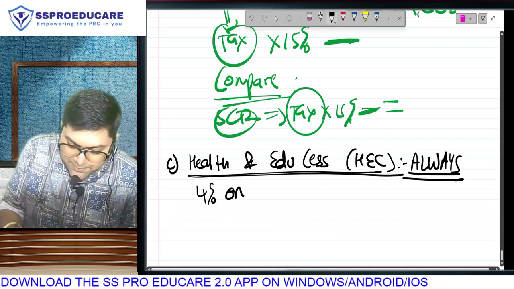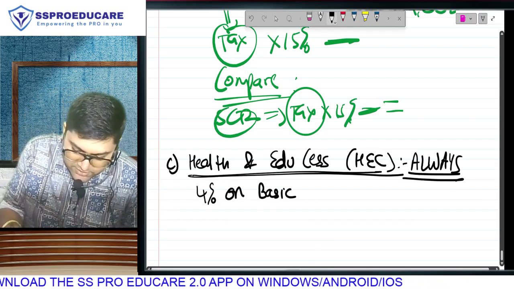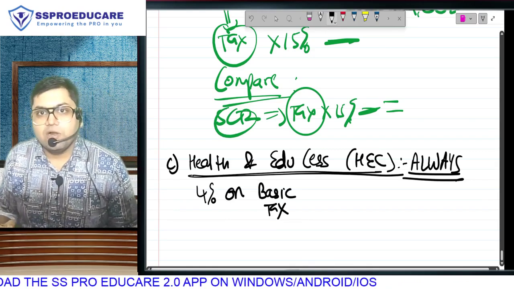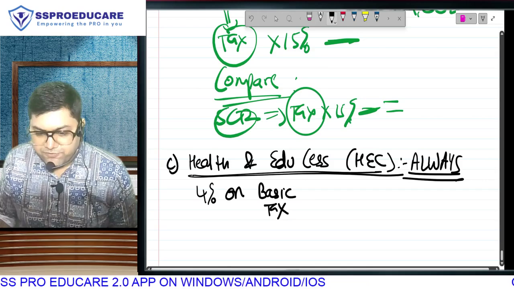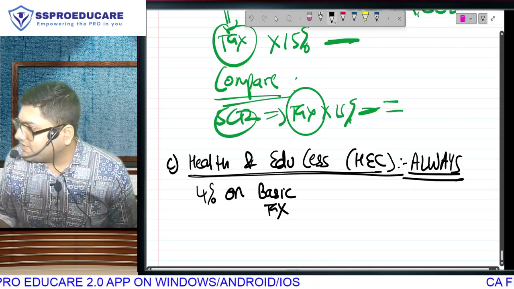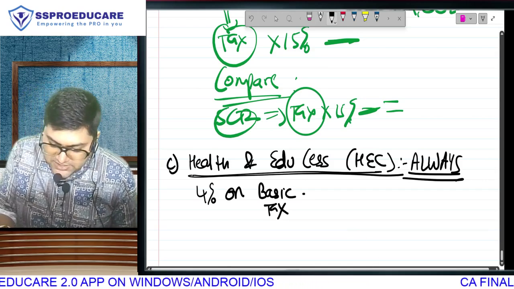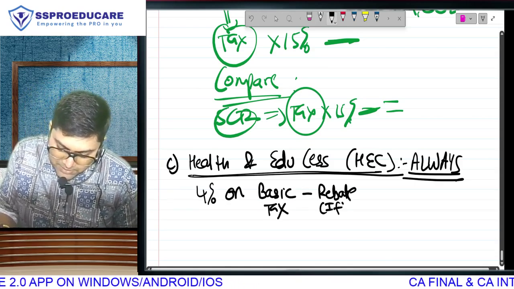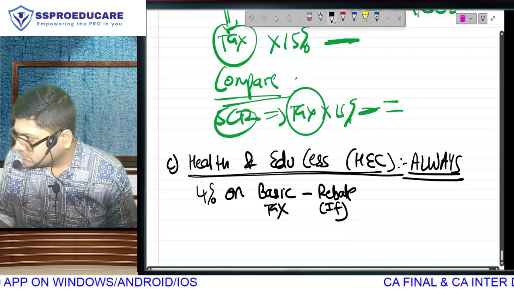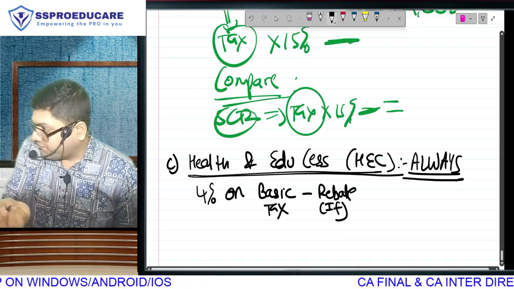On what? Step number 1, calculate your basic tax. First step is always going to be calculation of basic tax. Before you calculate basic tax, don't even have any discussion. From this basic tax minus rebate. Obviously, if applicable, because rebate is not applicable always. So we have to mention if applicable.